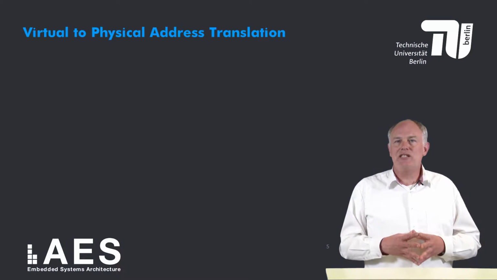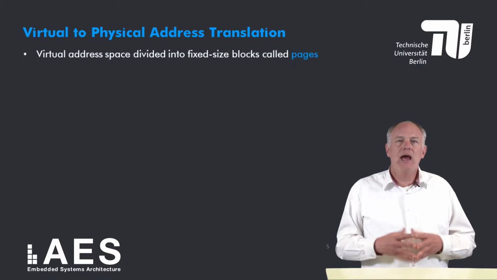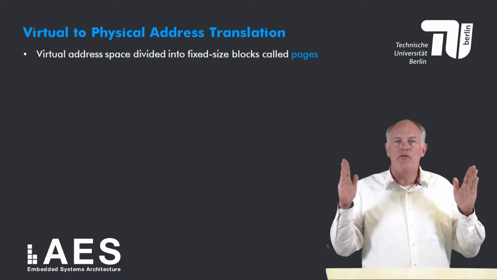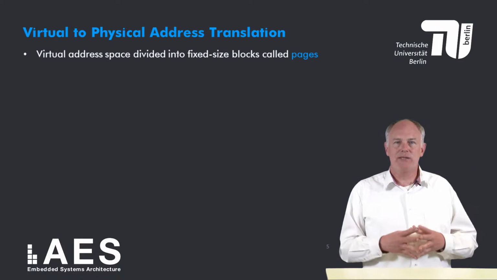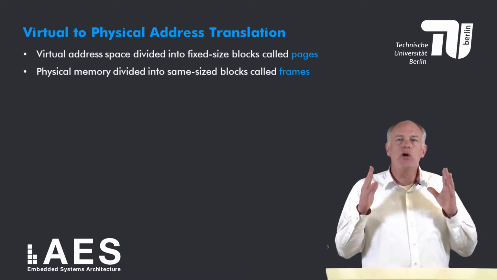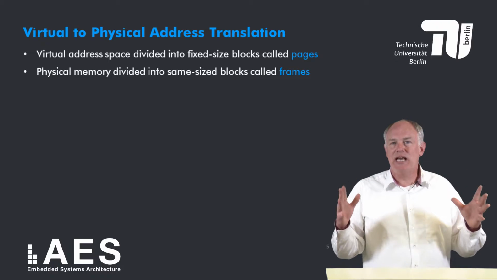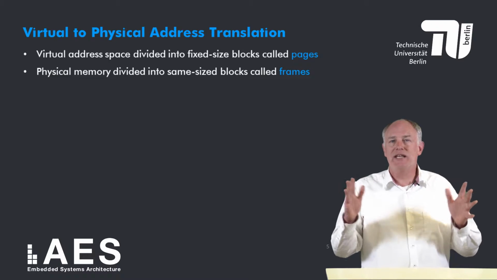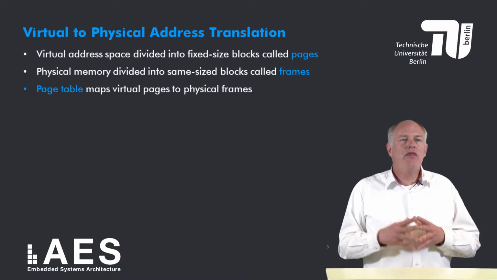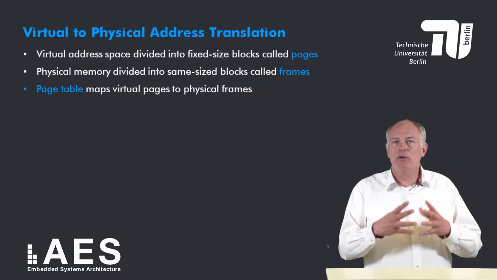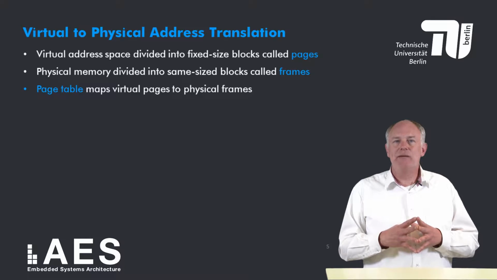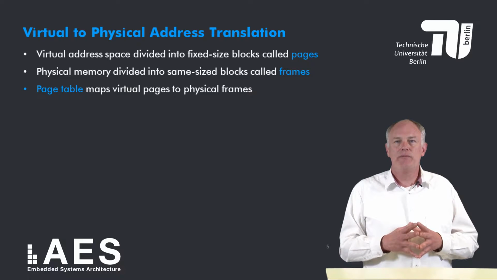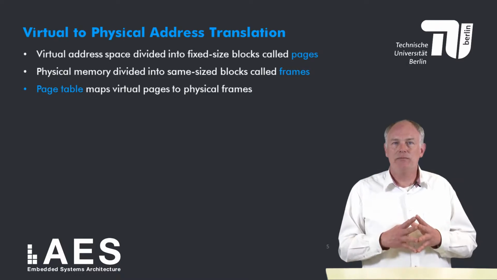Virtual to physical address translation works as follows. As noted before, the virtual address space is divided into fixed size blocks called pages. Physical memory is also divided into blocks of the same size, and these blocks are called frames, but sometimes also physical memory pages. Then there is a page table, a table that is managed by the operating system that maps virtual pages to physical frames or pages. This table is called the page table.